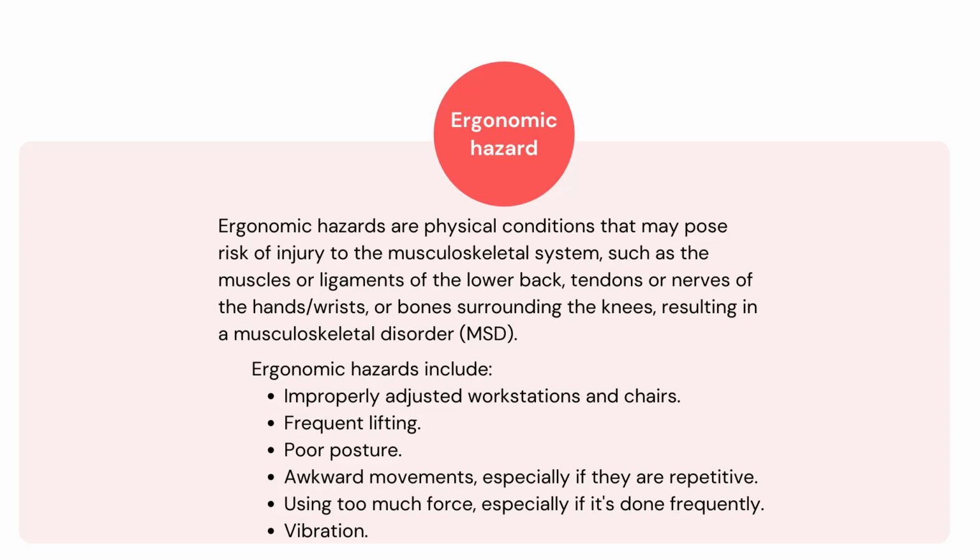Ergonomic hazards are physical conditions that may pose risk of injury to the musculoskeletal system, such as the muscles or ligaments of the lower back, tendons or nerves of the hand or wrists, or bones surrounding the knees, resulting in a musculoskeletal disorder. The ergonomic hazards include improperly adjusted workstations and chairs, frequent lifting, poor posture, awkward movements, especially if they are repetitive, using too much force, especially if it's done frequently, and vibrations.